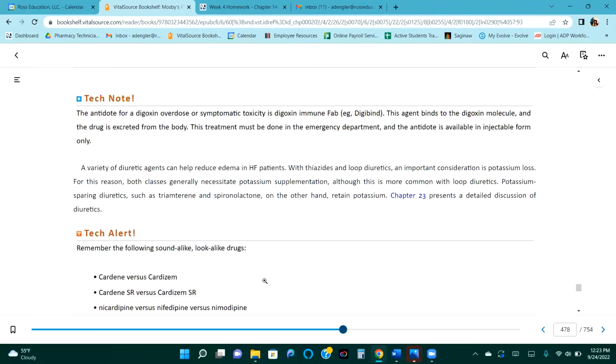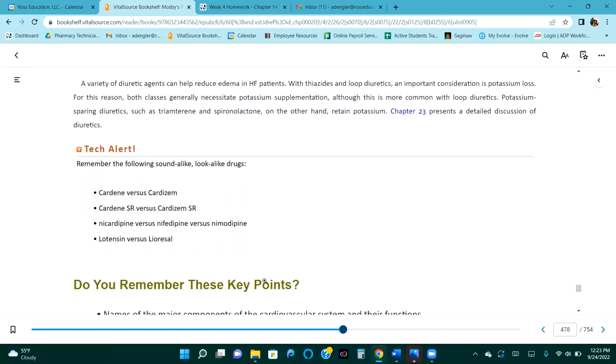The antidote for a digoxin overdose or symptomatic toxicity is digoxin immune fab, Digibind. This agent binds to the digoxin molecule and the drug is excreted from the body. This treatment must be done in the emergency department and the antidote is available in injectable form only. Lastly, take a look at these sound-alike, look-alike drugs: Cardene versus Cardizem, Lodine versus Lioresal.